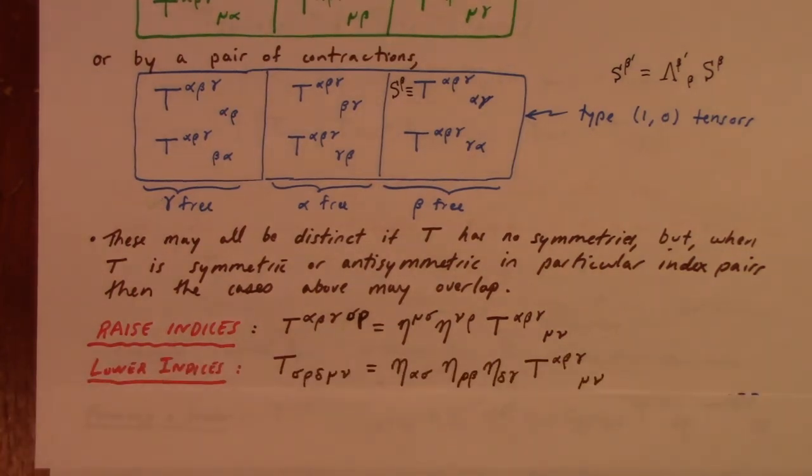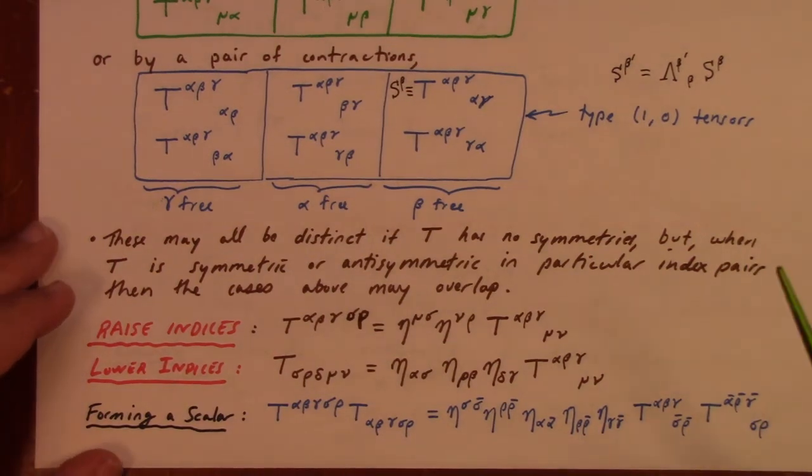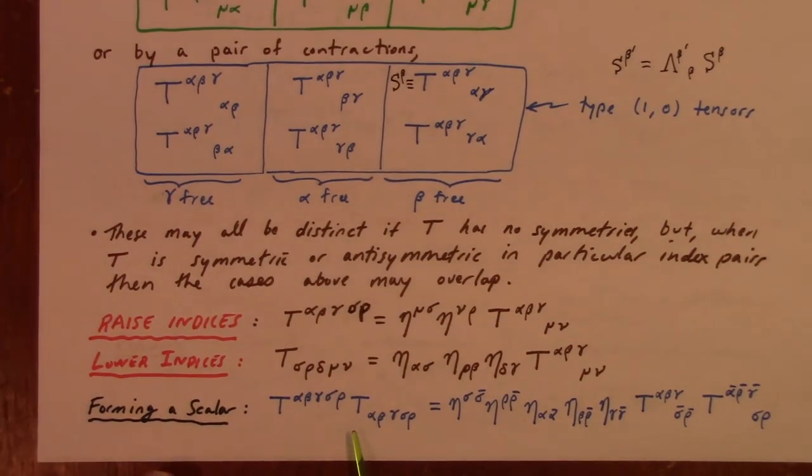If you wanted to lower the first three indices on this tensor to sigma rho delta, and I'm leaving the mu and nu alone, well then you need three etas, one for each index like so, and you contract over them as such. Fun fact, you could calculate a scalar from the tensor by just contracting all of the index ups with all the index downs like that.